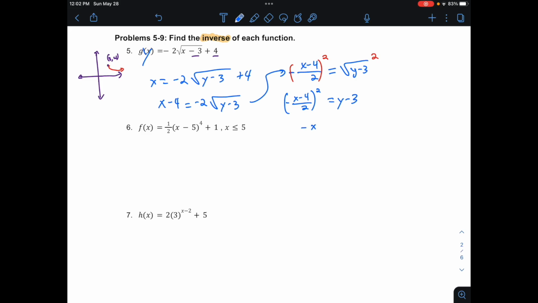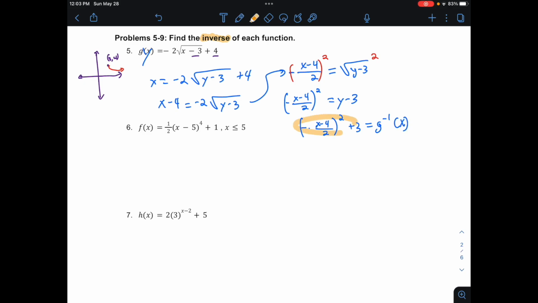So we get negative x minus 4 over 2. Write that a little neater. Negative x minus 4 over 2. And note that this negative is not with the x, it is with the entire expression. Squared plus 3 is equal to g inverse x.